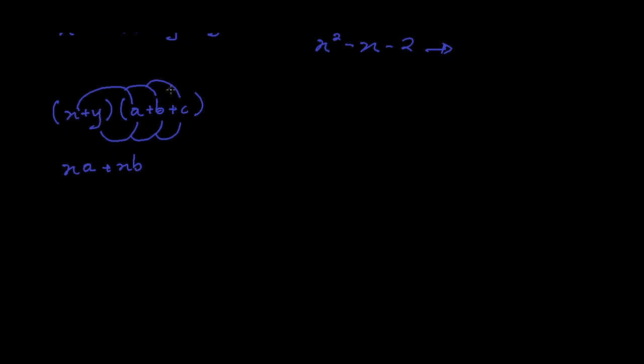This x multiplied by the c will bring us to xc. Now we're coming to y. Now that we're done with x, since x multiplied everything in the other bracket, we come to y. Y multiplied by a, it's plus ya. Y multiplied by the b, it's plus yb. Then y multiplied by the c will bring us to yc.